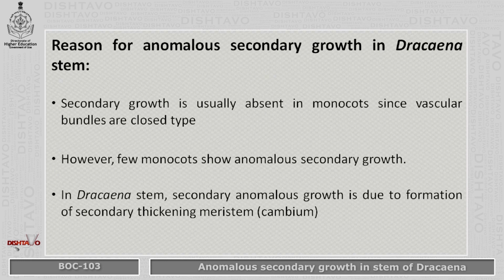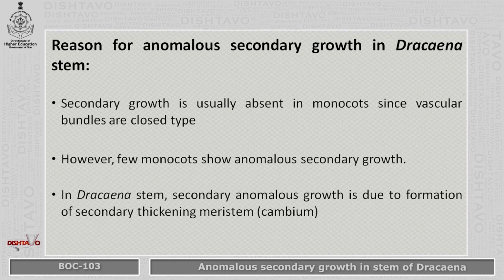Secondary growth is usually absent in monocots since vascular bundles are closed type. Closed means cambium is absent between primary xylem and primary phloem. However, few monocots like Dracaena and Yucca show anomalous secondary growth. In the Dracaena stem, secondary anomalous growth is due to the formation of secondary thickening meristem, which I will be referring to as cambium.